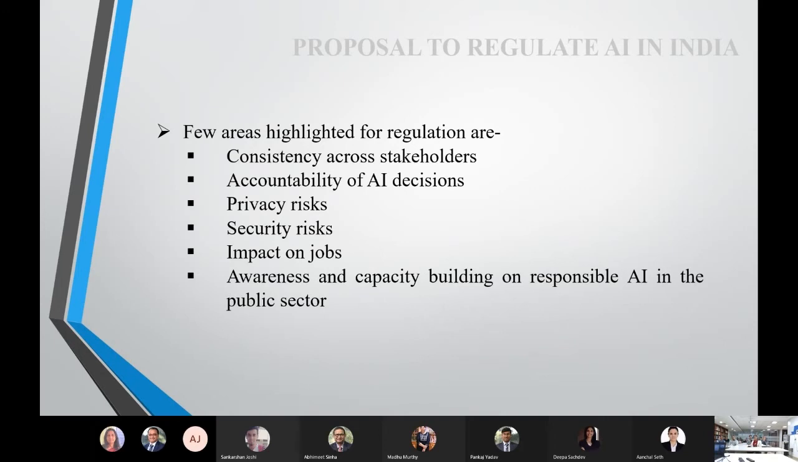Similarly, there is accountability of AI decision. Suppose some AI decision backfires or does not take place, then who will be accountable for that? So that is another area where they need to consider and to dwell upon it, how that has to be taken care of. Then the privacy risk, as I said, because nowadays in this era where everything is prone, so one needs to take care of the data and whatever is there which is fed in the system. Security risk, impact on job, this is another area. So awareness and capacity building. So these are few areas which again the Niti Aayog had highlighted that needs to be worked upon.